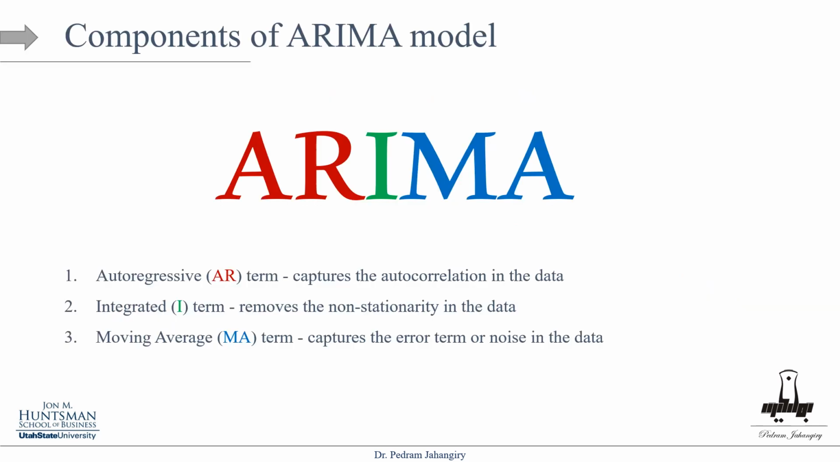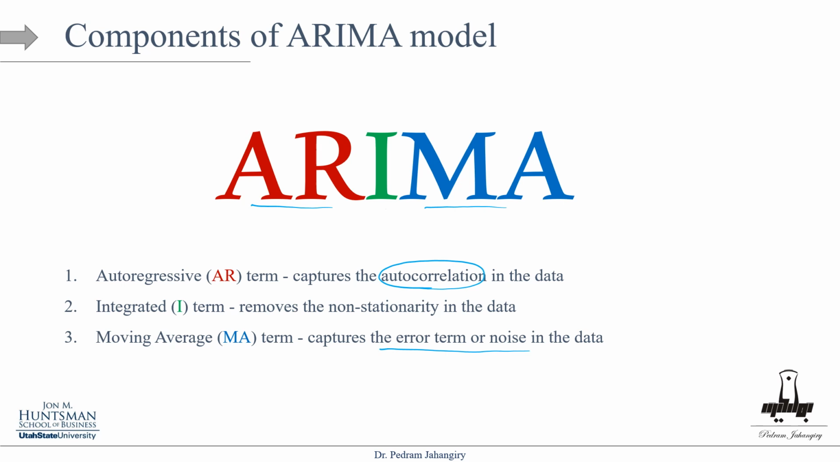Starting with components of ARIMA model. So there are 3 main components, as you can see here. I put them in different colors. The first one is AR component, which stands for autoregressive. That captures autocorrelation in the data, right? Then the next one is MA component. So MA component is going to model the error or the noise part of the data. So this is what the error component is doing.